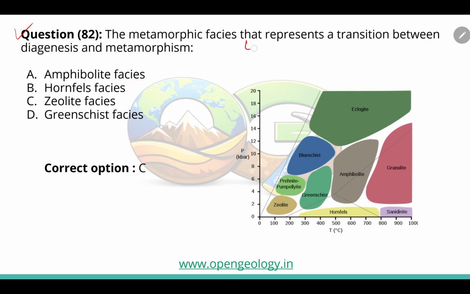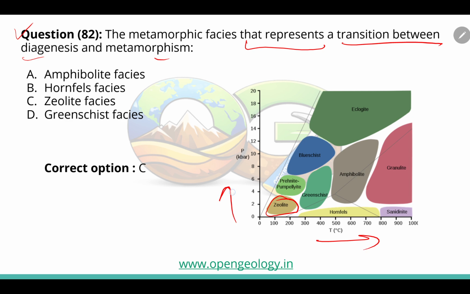The metamorphic facies which represents a transition zone between diagenesis and metamorphism. You know the sedimentary rocks are formed beneath the earth surface. If the overburden pressure is not high and the temperature is below 200 degrees Celsius, we term that diagenesis. And when the temperature continuously increases to more than 200 degrees Celsius and the pressure is also increasing, then we call that the start of metamorphism. So the facies which is the boundary between diagenesis and metamorphism is your zeolite facies.